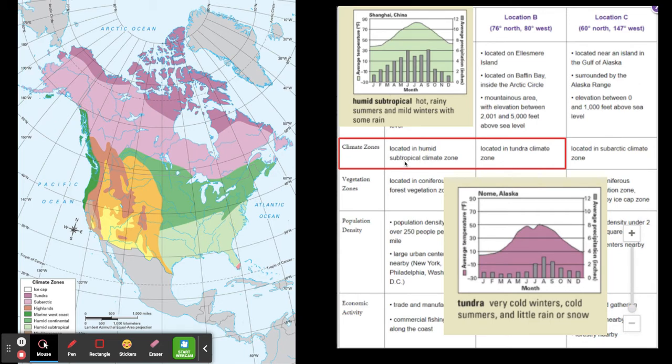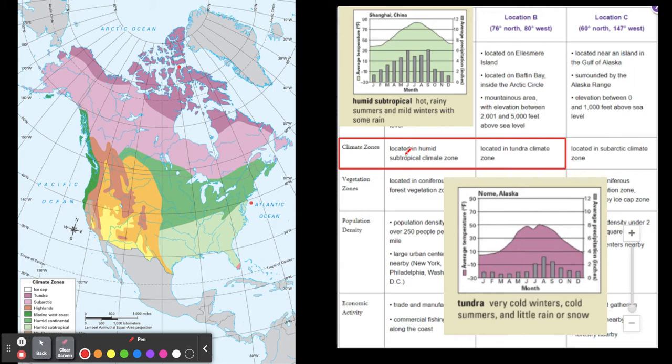was a humid subtropical climate. So here's our humid subtropical climate and the description of that climate. Location B, we said, was a tundra climate, and here's the description for that. So if we're looking, we have location A right up in here. We have location B right up here.